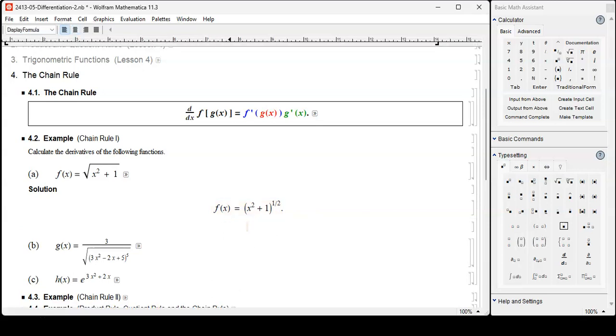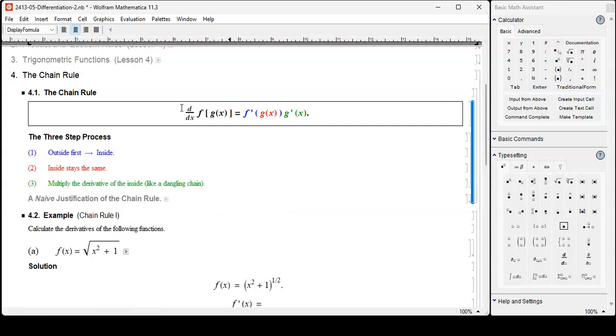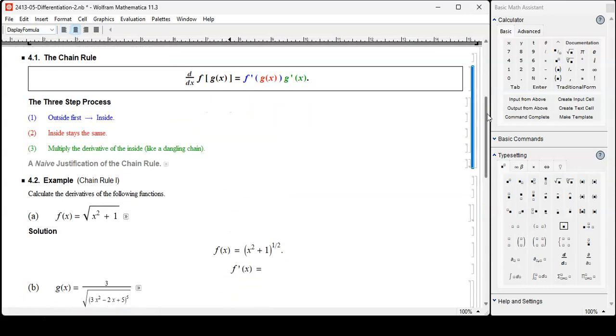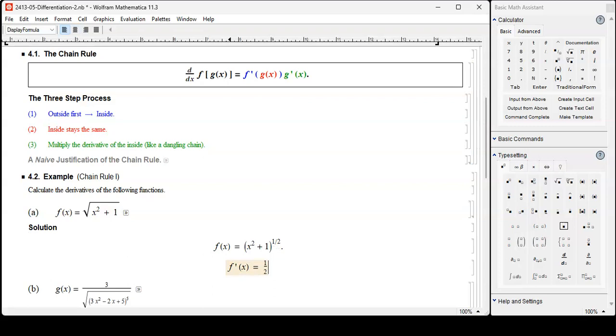Okay, the preparation is done, and let's apply the chain rule. And what does it say? Step 1, outside first. What's the outside function here? It's 1/2 power function. So let's apply the power rule. Power comes out, and then subtract 1 from the power. That's step 1. Let me highlight it in blue.